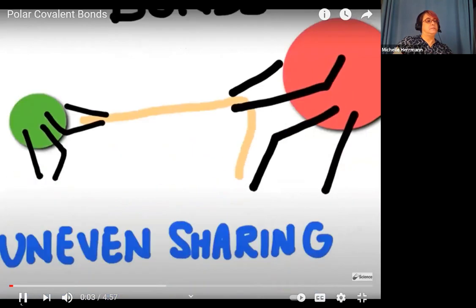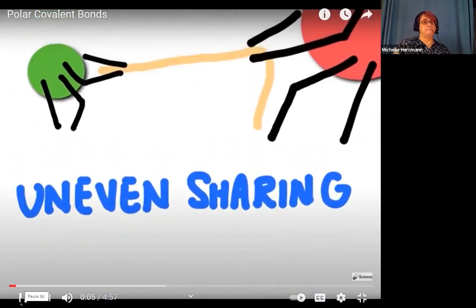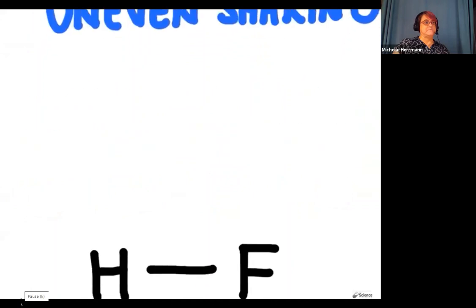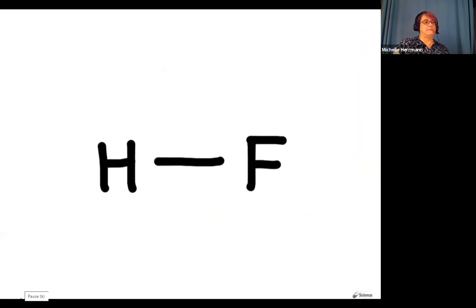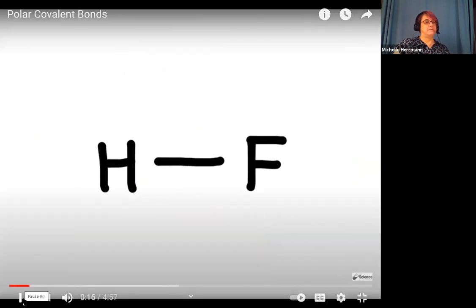Polar covalent bonds. The big idea here is uneven sharing of electrons. We usually represent a covalent bond with a single line connecting two elements to each other. In this single line, there are two electrons being shared, one electron from either atom. It would seem that based on this structural formula that the electrons are being shared evenly.